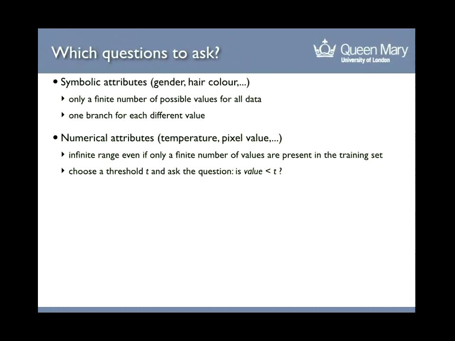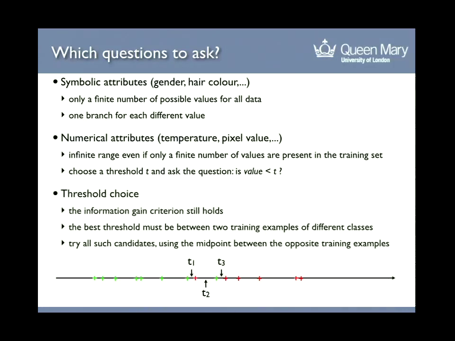For numerical attributes, as I've said, we have the problem that you can't have an infinite number of children. It's not going to work. So we just choose a single threshold value and ask, is the value less than the threshold? Probably you can say greater than; let's just say less than. Then you say, well, but that doesn't really help me. There's an infinite number of possible thresholds I can choose, right? So how do we go about that?